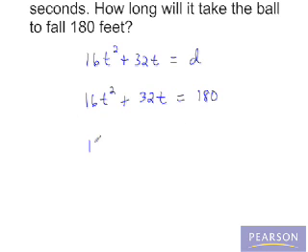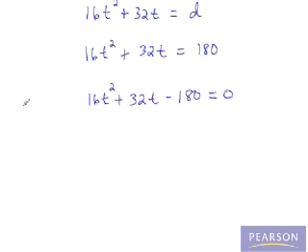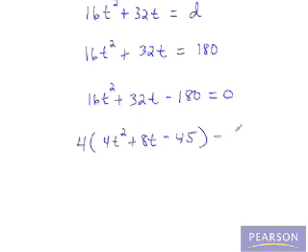So we'll try the factoring method first, which means we have to bring the 180 over to the left side of the equation, making it 16t squared plus 32t minus 180 equals 0. And we can factor a 4 out of all three terms. So factoring out 4, we're left with 4 times (4t squared plus 8t minus 45) equals 0. And this quadratic factor can be factored further.